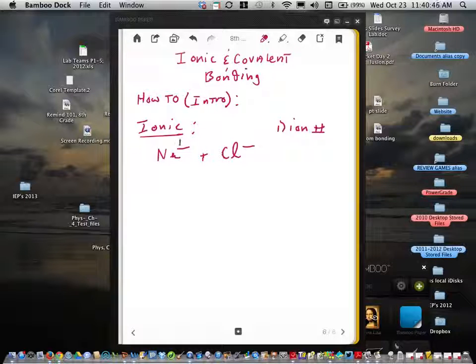Sodium is +1, it's in the 1A group. Chlorine is -1, it's in the 7A group. That's step 1. Step 2. Cross, drop, and lose the charge.